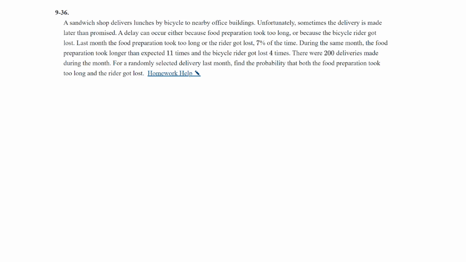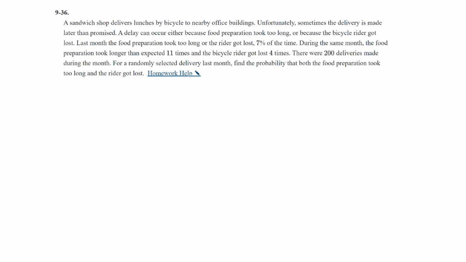During the same month, the food preparation took longer than expected 11 times and the bicycle rider got lost 4 times. There are 200 deliveries made during the month. For a randomly selected delivery last month, find the probability that both the food preparation took too long and the rider got lost. All right, so a lot going on there.